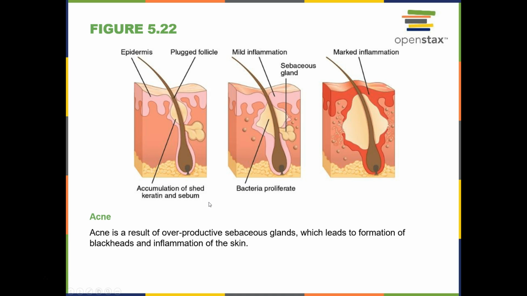One disorder associated with your sebaceous glands is acne. So sebaceous glands produce holocrine secretions, so the entire cell breaks apart and becomes a secretion into a hair follicle. If the hair follicle gets plugged, then the keratinized cells as well as the sebaceous secretions get blocked, and this causes a pimple. So you can see right here the pimple forming, and here you have an actual pimple.